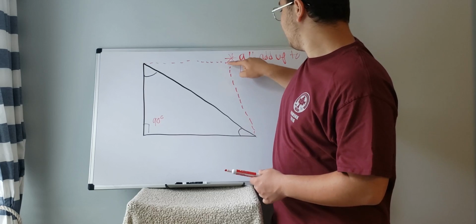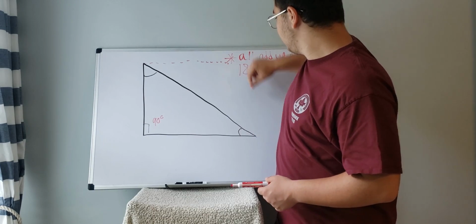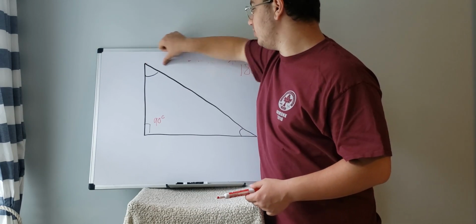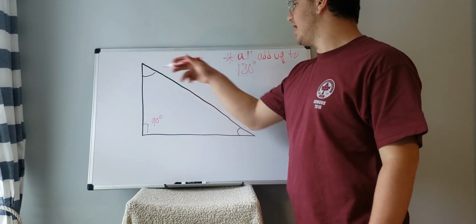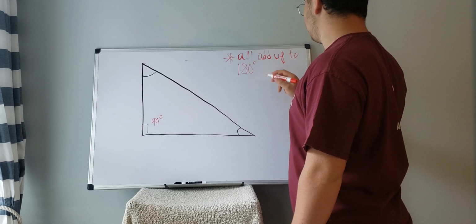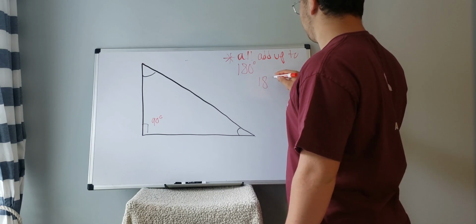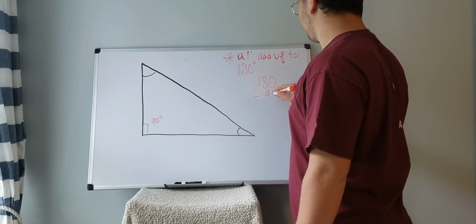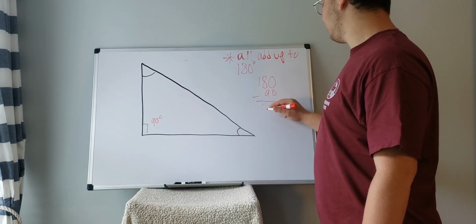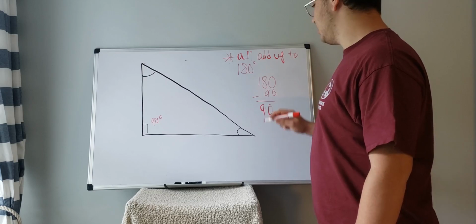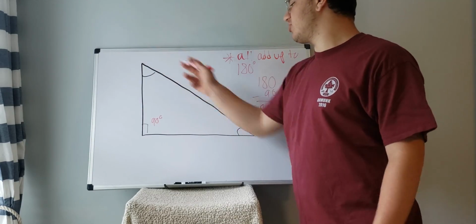Now, the way you find the two missing angles is really simple. You use subtraction. Now we know that a triangle adds up to 180 degrees, right? So we're going to take 180 and subtract the 90 that we already know from this angle here. And that leaves us with a perfect 90. Now we have 90 degrees to work with here.